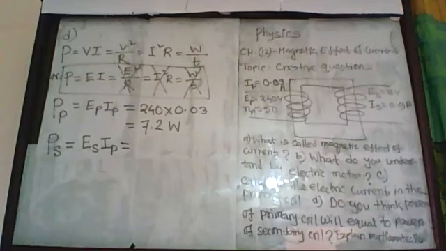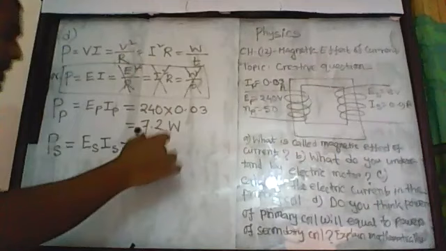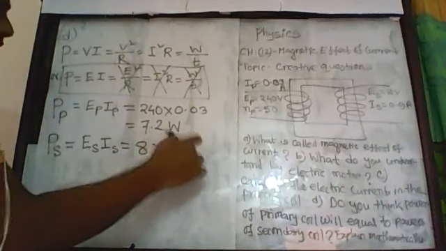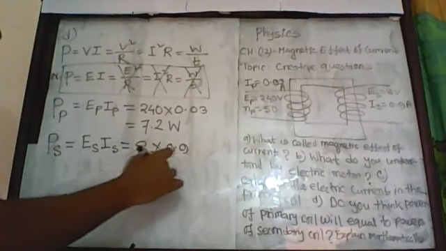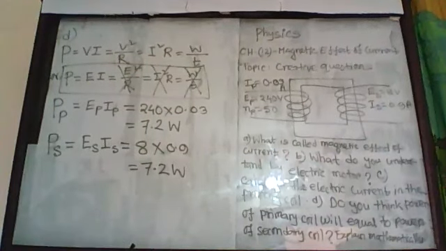Now, E_S equal to 240 volt? No, E_S equal to 8 volt is given. So E_S equals 8 volt, and the current that goes through the secondary coil is 0.9 ampere. If you multiply these terms, you see that the value is 7.2 watt.